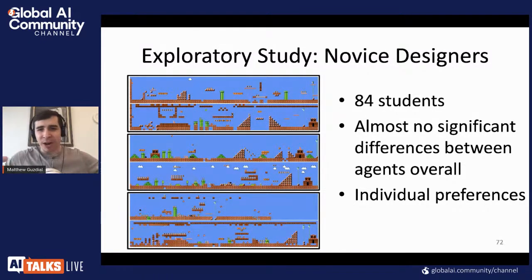Basically, taken in aggregate, people just didn't care which AI was working with them. It was roughly the same for them. At the top here, I have an example of a person working with the Markov chain to design 2 levels. And then in the middle, the Bayesian network, and then at the bottom, the LSTM.